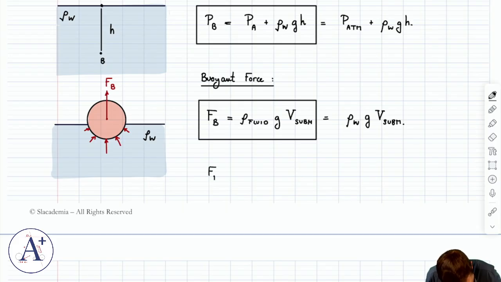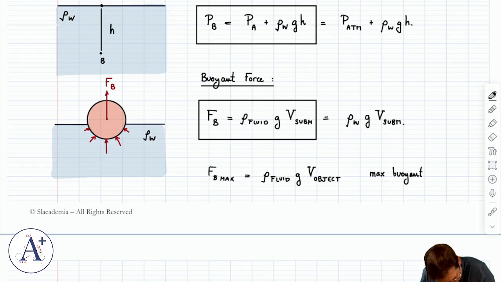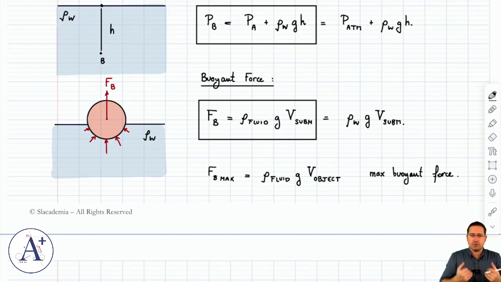Now I'll put it down here. This is just worth noting. The max buoyant force is going to be rho fluid times g, and the biggest V submerged can be is, well, the volume of the entire object. So that is the max buoyant force, and that is what you get once your entire object is submerged. Now it is what it is. If it's not enough to make you float or rise back up to the surface, then you're going to sink.